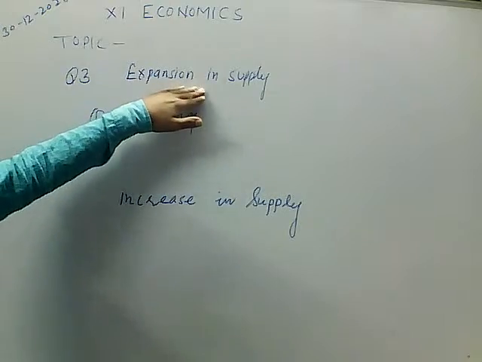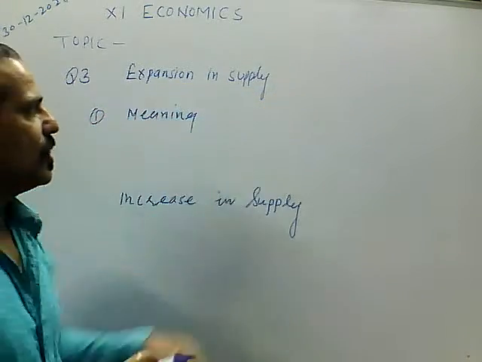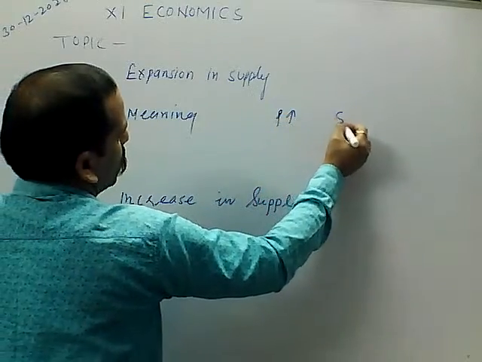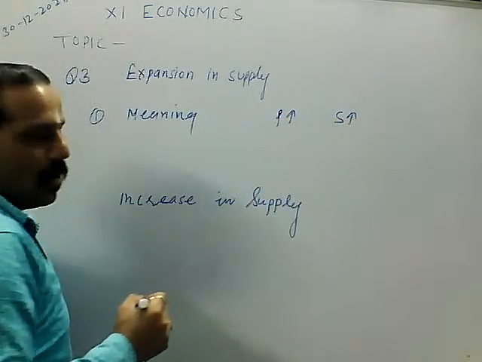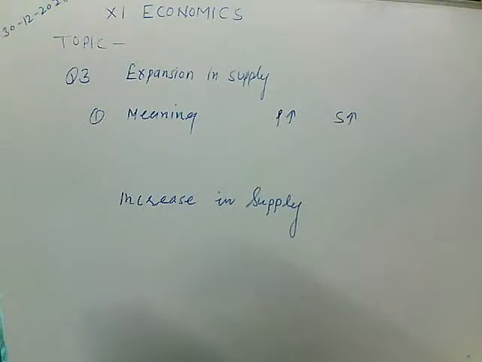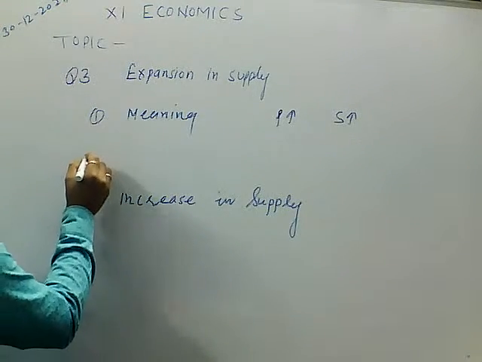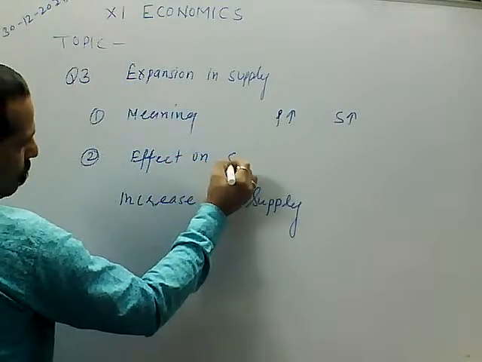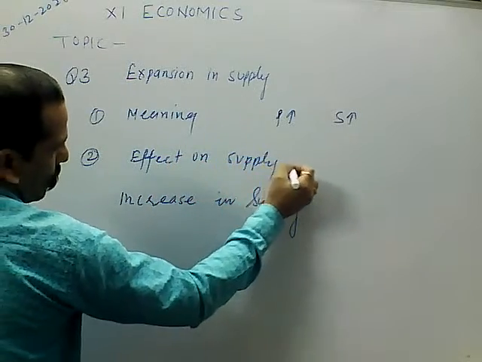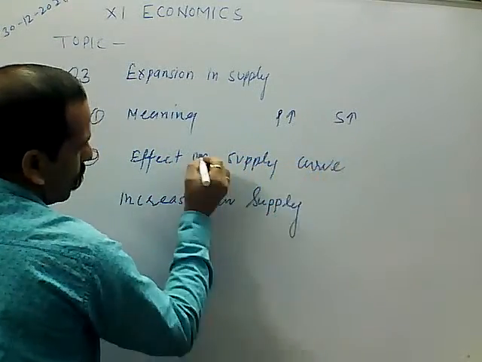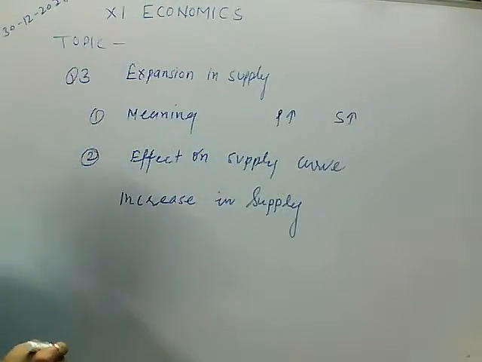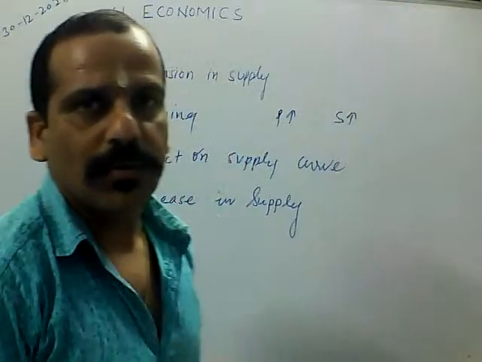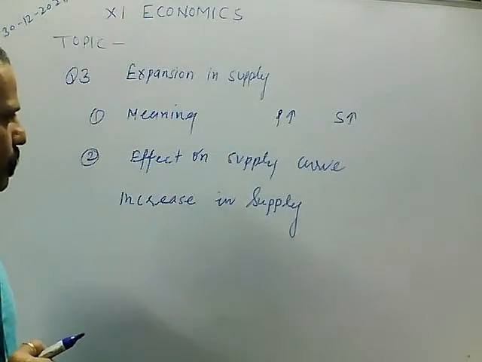In the expansion, it is due to an increase in the price. Price of the commodity increases, so there is an increase in the supply along the same supply curve, a movement. If we talk about the effect on the supply curve, in increase in supply there is a shift in the supply curve.